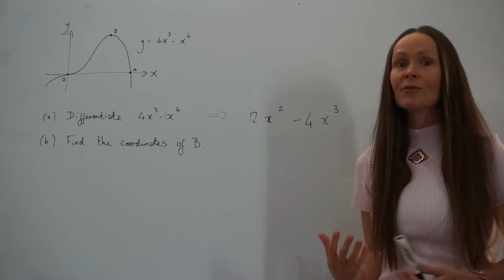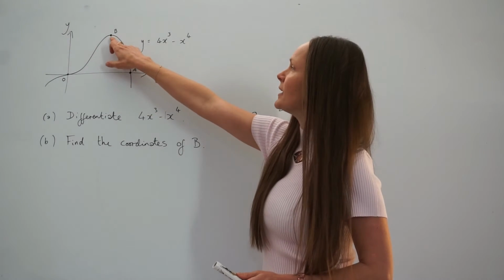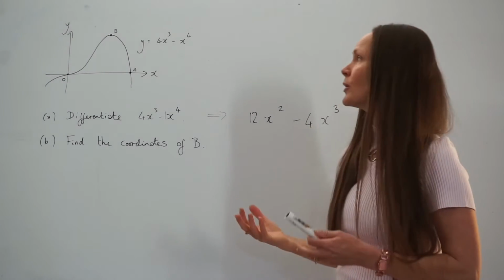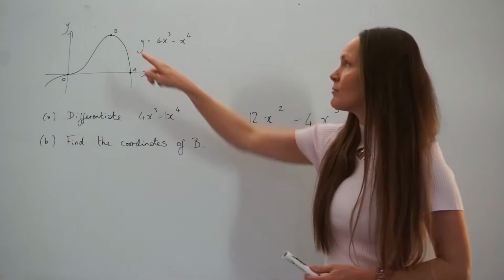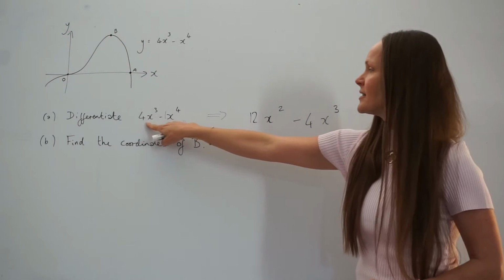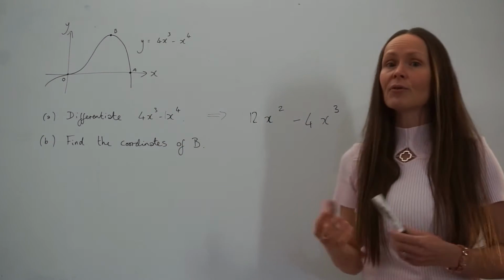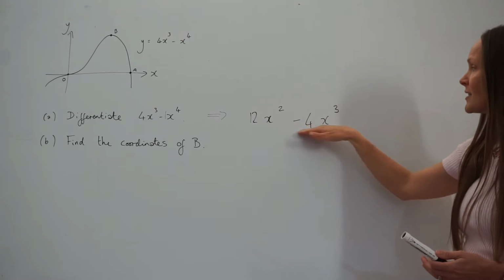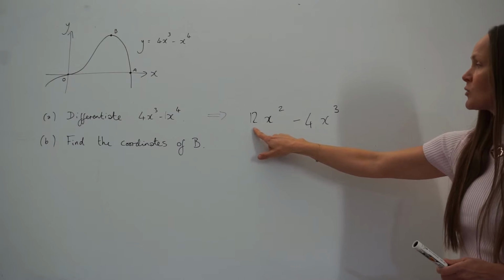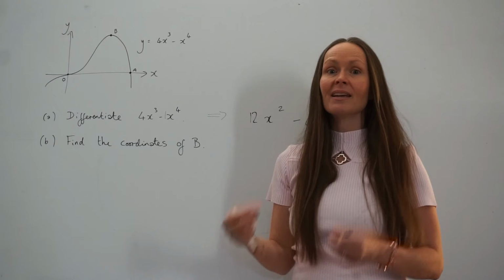Now, in part B, we have to find the coordinates of B, and you can see from the diagram that point B is a maximum point on the curve. Remember, at a maximum or a minimum point, the gradient is always equal to 0. In part A, when we differentiated the equation of our curve, we were finding an expression for the gradient of the curve at any point. So what we can do here in part B is put our expression for the gradient equal to 0, because the gradient at point B is 0.